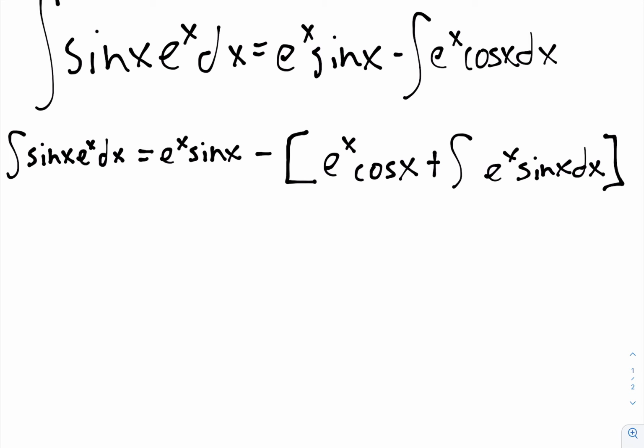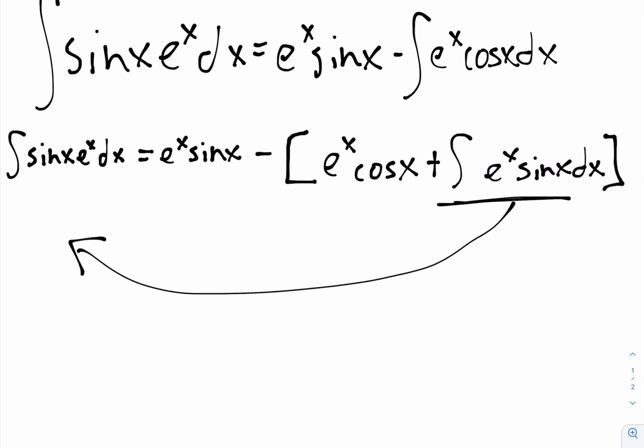So see how we started with the integral of sine x e to the x, and on the right side we ended up with the exact same thing. So you might be thinking, well, that was pointless. Like, we did all this work just to get the same thing on the right side. And actually, that's exactly what we want. Because if you have two things on opposite sides of an equation, those are like terms. So we can take this integral and move it over to the left side.